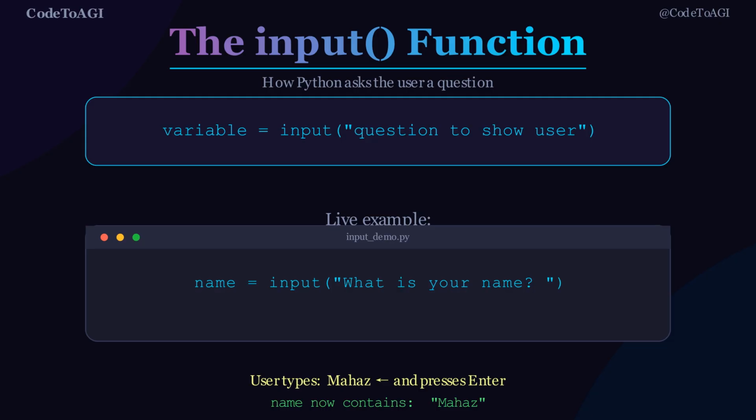Let me show you a live example. Name equals input, what is your name? Python shows, what is your name? on screen. The user types Mahaz and presses enter. Now the variable name contains the text Mahaz, ready to use anywhere in your program.